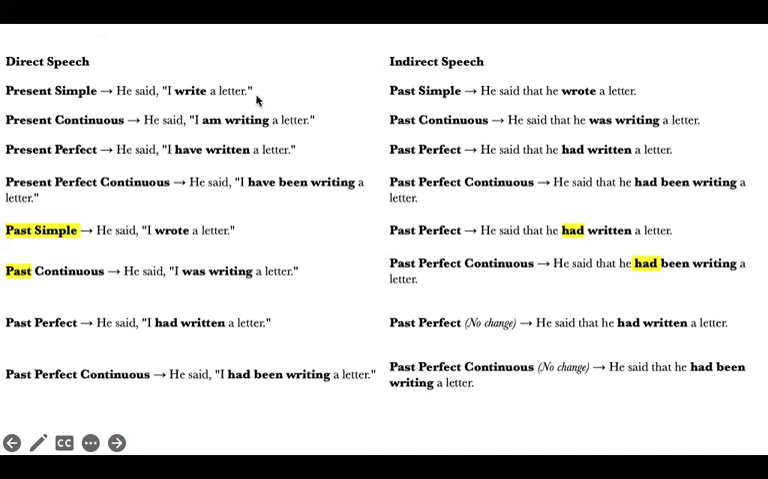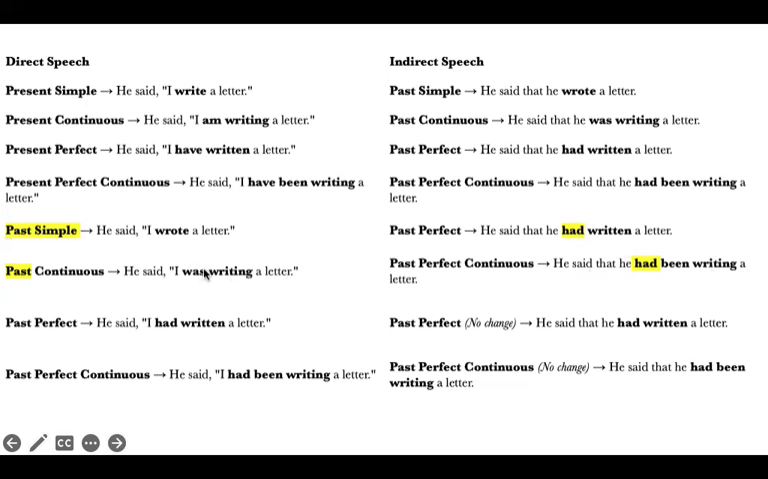Verb 1 changes to verb 2. He said, I write a letter. He said that he wrote a letter. So simply verb 1 changes to verb 2. Continuous: I am writing changes to he was writing. I have written to he had written. I have been writing to he had been writing. I wrote to he had written. I was writing to he had been writing.